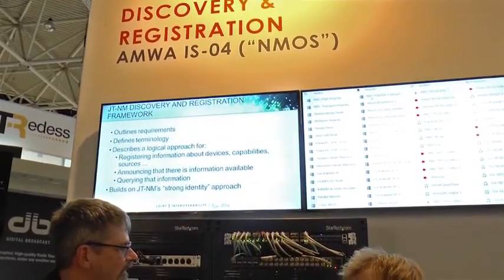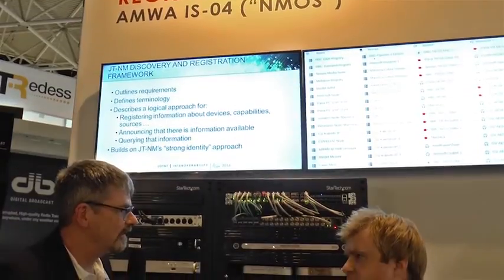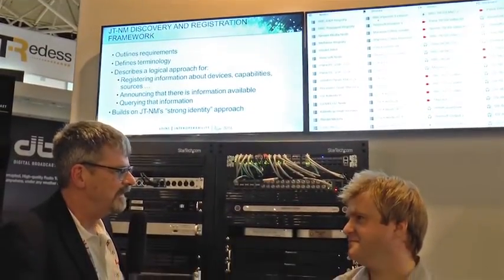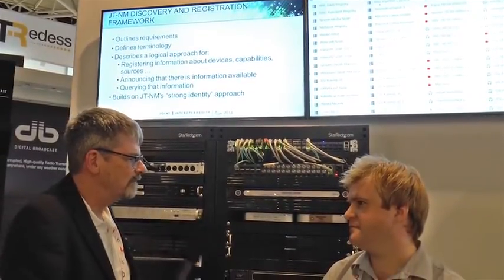Alex, you're looking after the discovery and registration side of this, and most people, when they think of IP, they just think of transport. So what does this mean? Yeah, that's right. Discovery and registration is a really important part of our future IP broadcast systems. If you think about the idea of virtualizing broadcast systems, then it becomes really, really important to be able to know what is running in your broadcast plant at any one time. And AMWA's IS-04 NMOS system enables us to very easily show you everything that you've got on one screen.